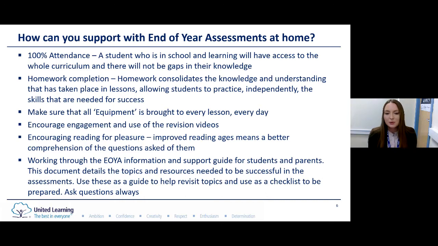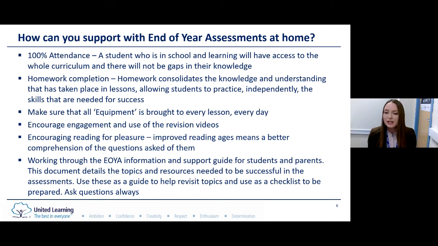We would also like to make sure that all equipment is brought to every lesson every day. A student who is missing equipment will just miss minutes of their lessons, having to organise and sort things out. And it means that if they have everything with them, they can maximise every learning minute.